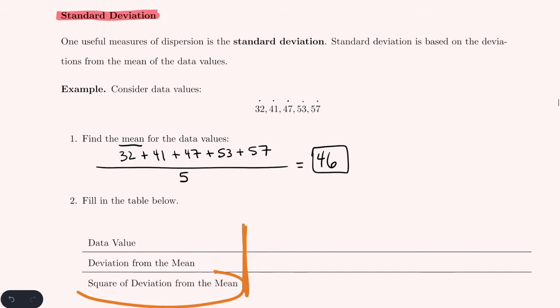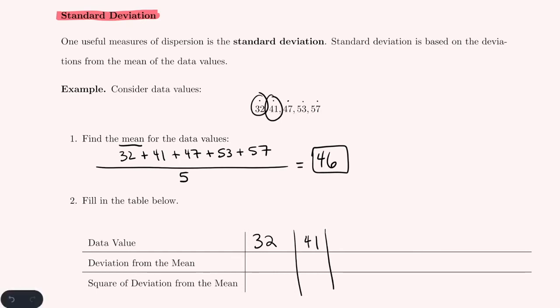And then what we're going to do is, based on the number of data values that were given, we fill in the table. So let's fill in our data values. First we have item 32, and I'll draw my line. Next we have item 41, then 47, 53, and 57. So notice in the first row, I've listed out all the data values.